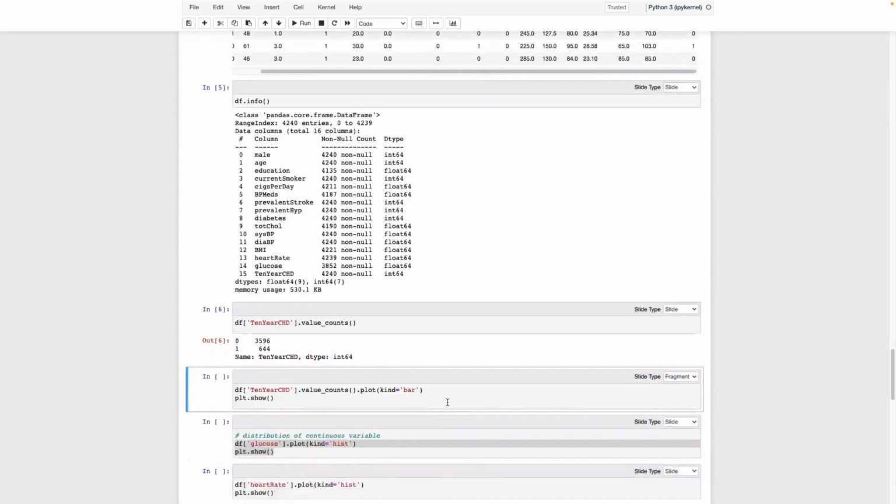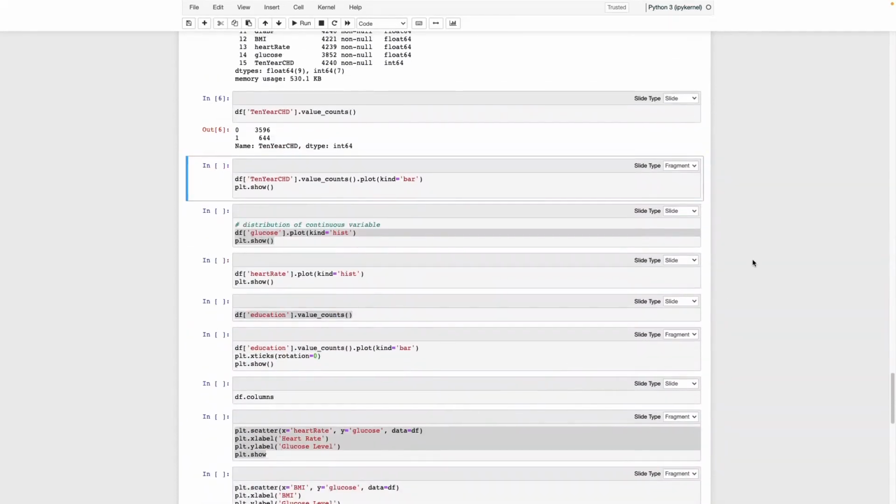And so here we see that there were 644 people who did have heart disease, and then there were 3,500 persons who did not. So we can also do normalize equals true in our value counts, and that would give us the percentage as far as these two categories are concerned. So 15% had heart disease, 85% roughly didn't.